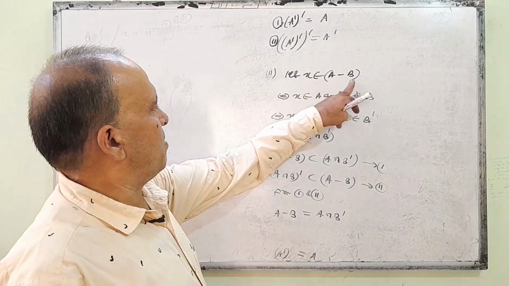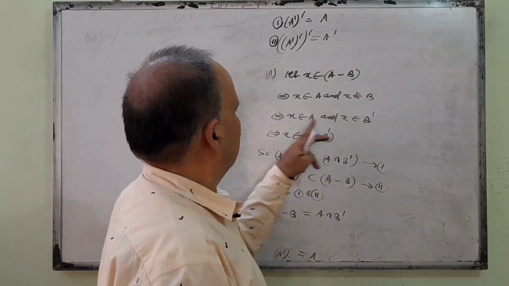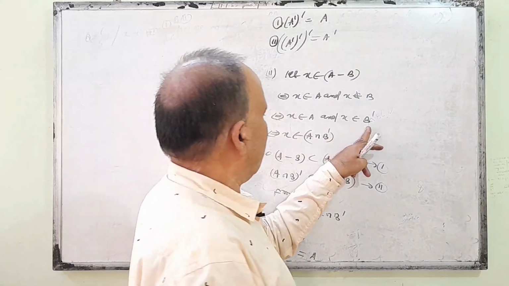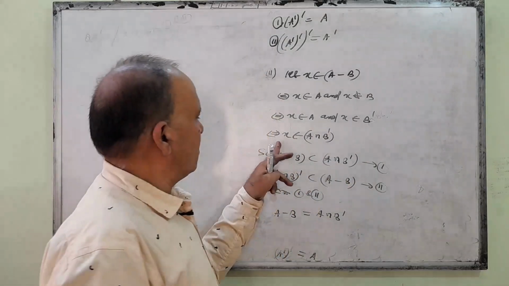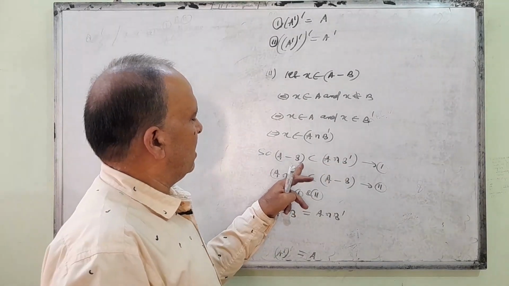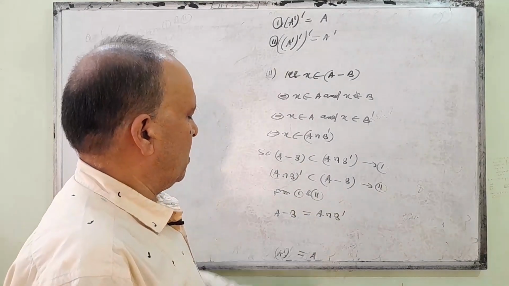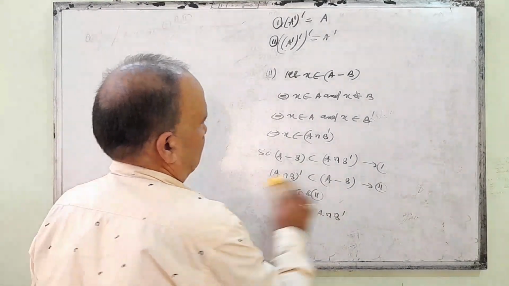Let X belong to A minus B. This implies that X belongs to A and X does not belong to B. This implies that X belongs to A and X belongs to B dash. This implies X belongs to A intersection B dash. So A minus B is a subset of this, and this is a subset of A minus B. So A minus B is equal to A intersection B dash.